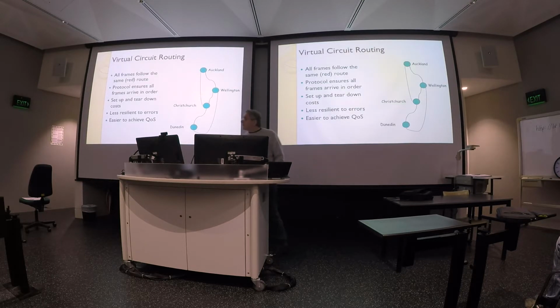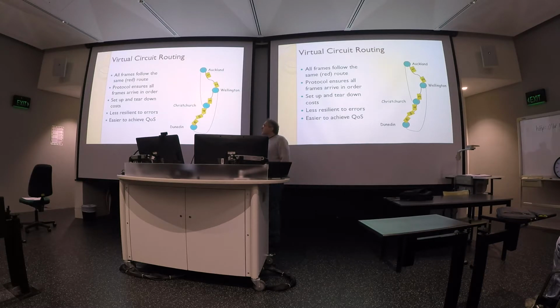But here's an idea of virtual circuit routing. So we set up a virtual circuit here between Christchurch, Dunedin and Auckland, and it goes through switches in Christchurch and Wellington. Okay, so all packets follow the same route. All frames arrive in order. Before we could communicate any of those data, we had to set up that red link and store the state in each of these intermediate routers.